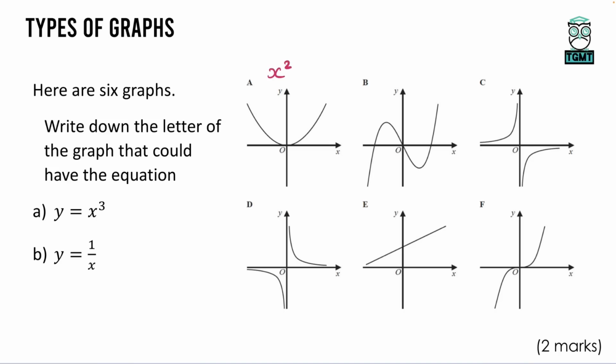You have a positive and a negative variation of your x squared graph. This one makes this U shape. A negative x squared is upside down. It makes this almost N shape. So recognising those is your starting point.